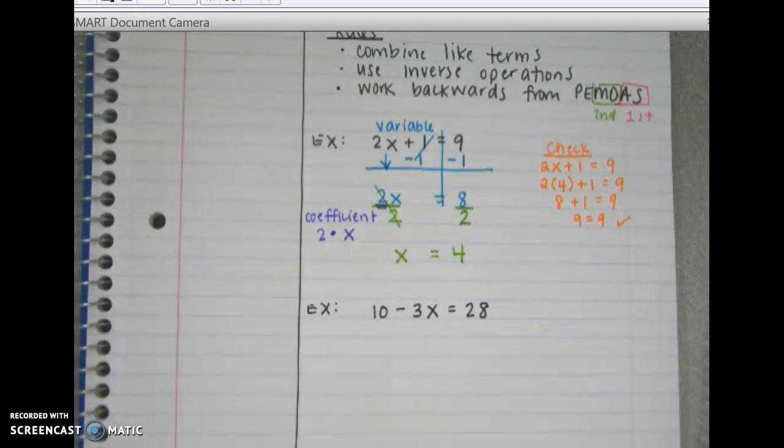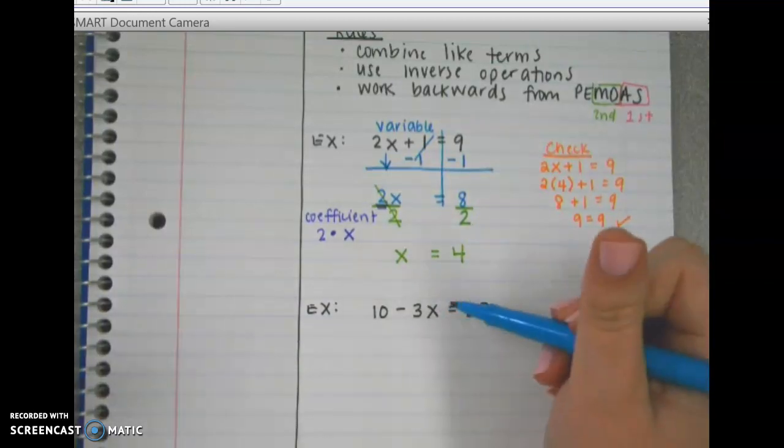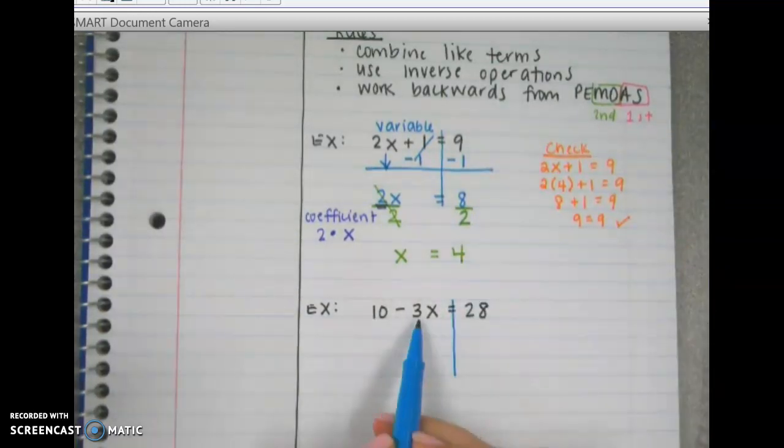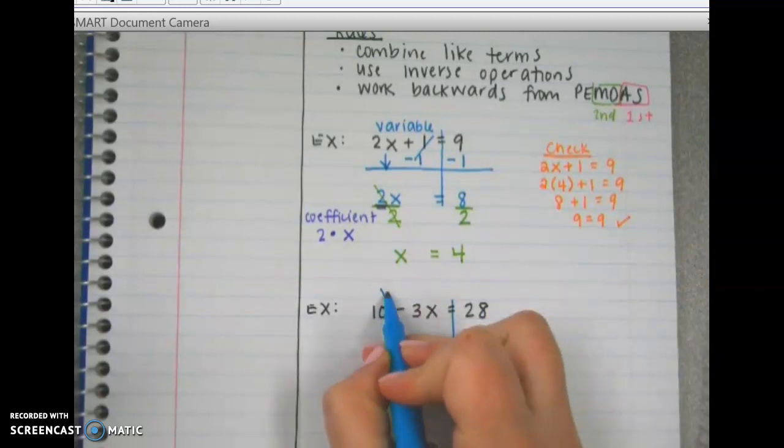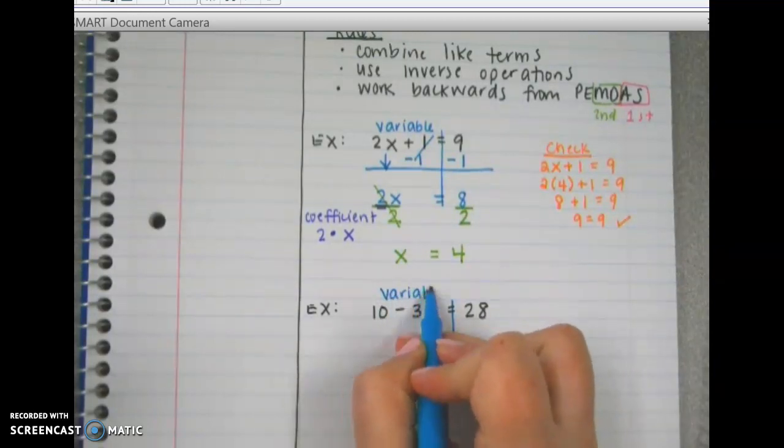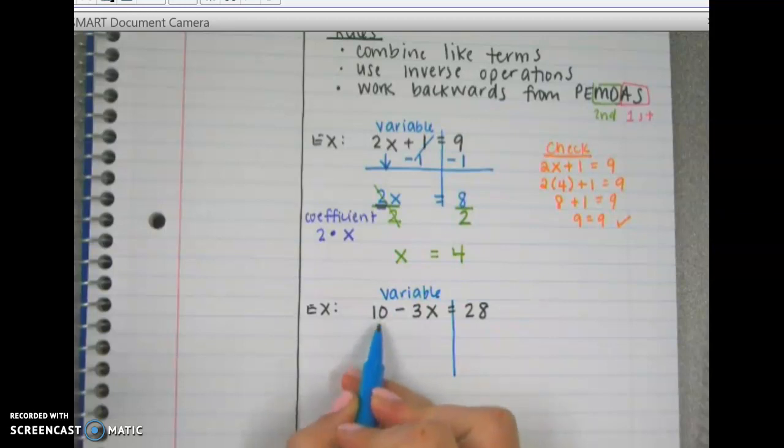All right, so here's my next example. Again, I can draw my line at the equal sign. And I see here's my variable. So that means this is my variable side, which means this 10 has to go. I have to cancel this out. It's on my variable side, and this is just 10.